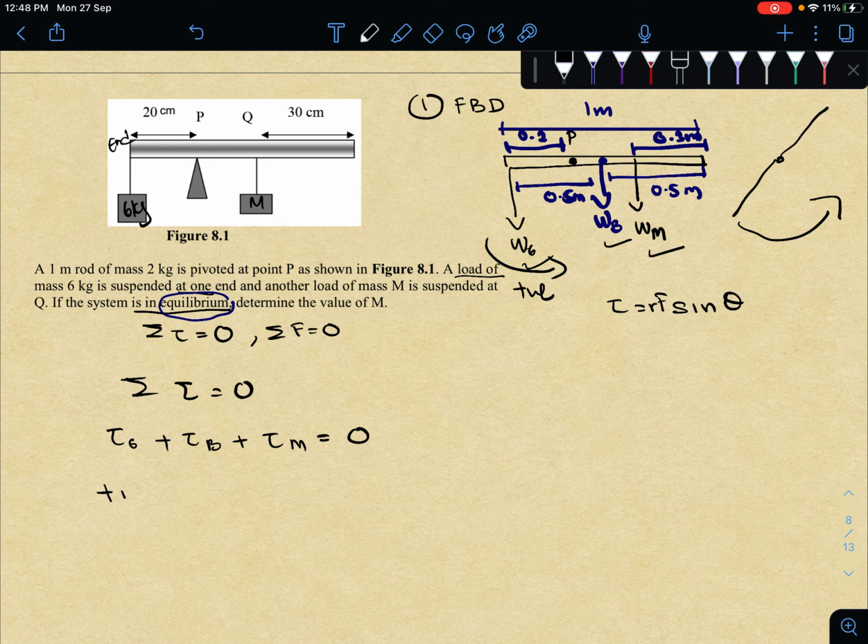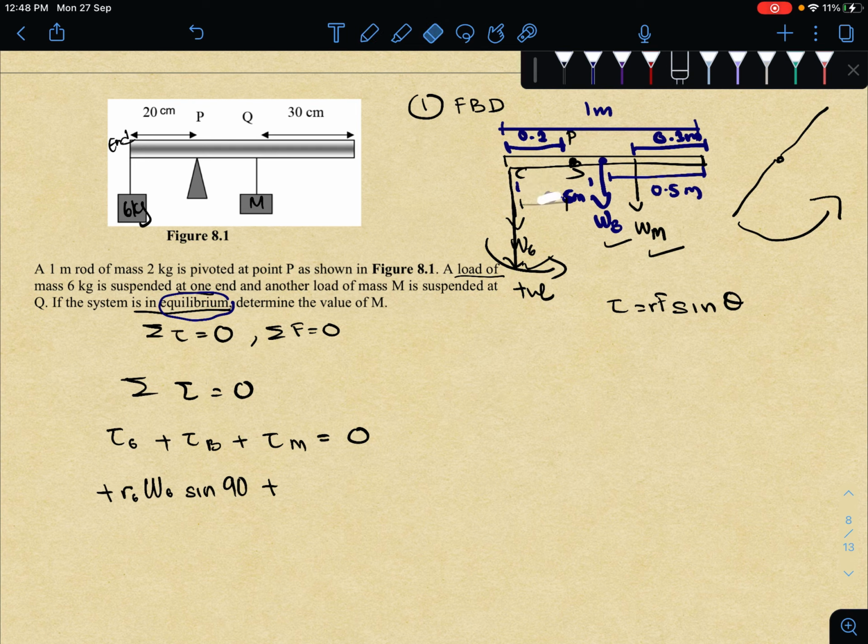Okay, so positive R untuk objek 6 iaitu jarak daripada sini ke sini, pivot point itu kita panggil dia R6. F dia adalah weight of the object 6 itu. Sin theta dekat sini, ini pivot point, ini jarak dia, ini adalah F dia. So angle antara mereka adalah 90, so sin 90 dekat sini. And then campur dengan torque of the beam itself. Torque of the beam dekat sini.